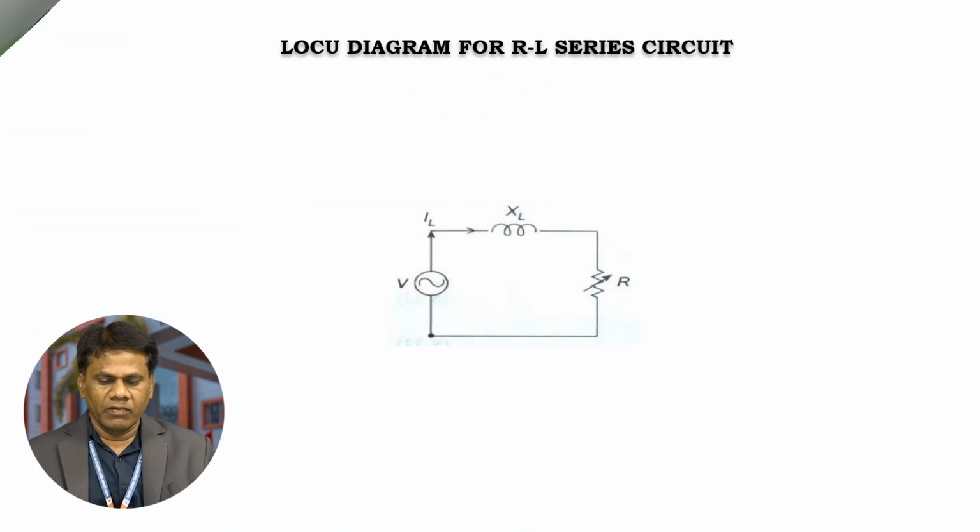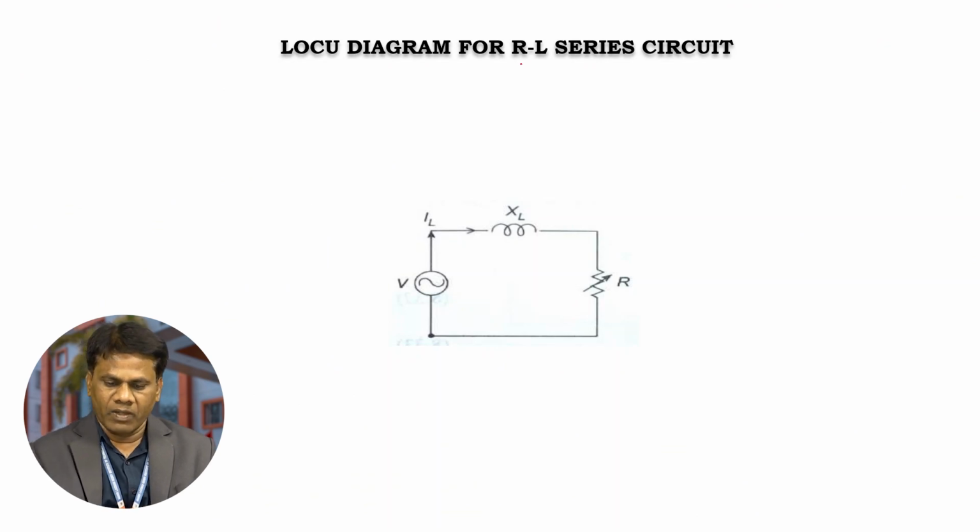Next we will consider the locus diagram for a series RLC circuit. I am considering a series RLC circuit, for example. Here a constant alternating voltage is applied, an alternating voltage with a fixed frequency. The frequency is also fixed in the alternating voltage.